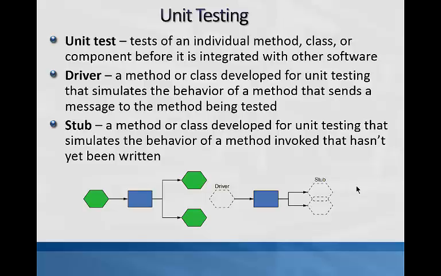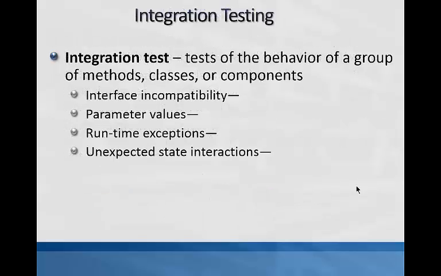A test driver is a simple piece of code that will invoke the methods to be tested and will pass them the requisite parameters, both good and bad values, of course. A test stub is a simple piece of code that recognizes when it has been invoked. As shown in the figure, the blue box is the one being tested. It would normally be integrated with the green hexagons, but for unit testing purposes, a driver and stubs may be needed. The next level of testing is integration testing.